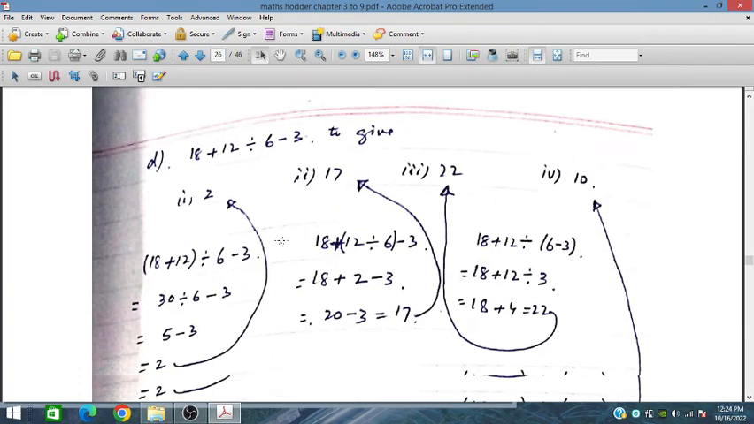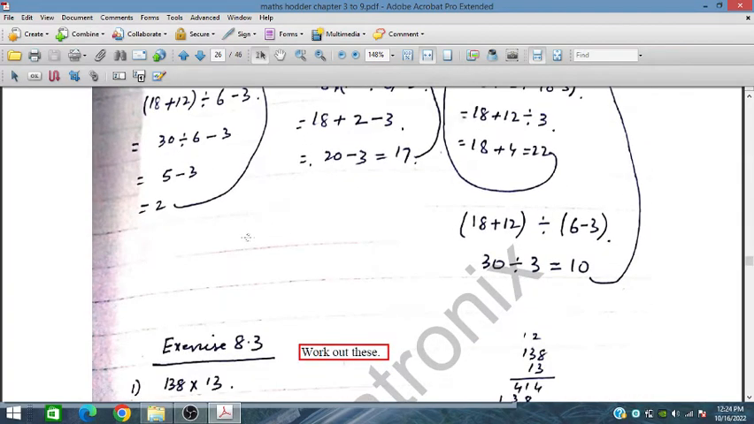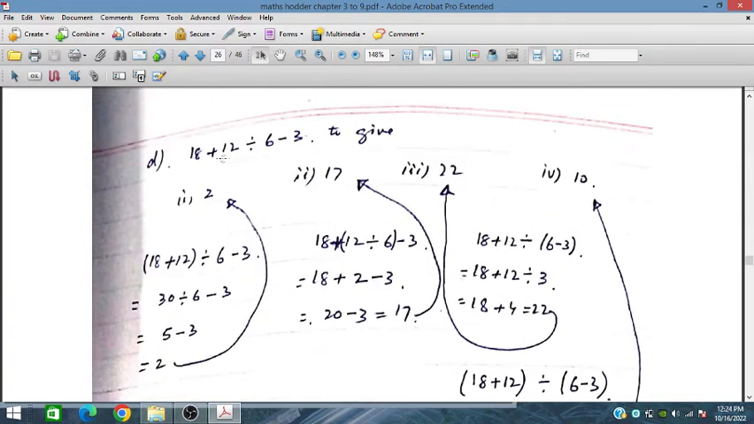So for this one, 8 plus 12 divided by 6 minus 3. To get 2, we have to place a bracket here. So this is 30 divided by 6, which is 5, minus 3, which is equal to 2.